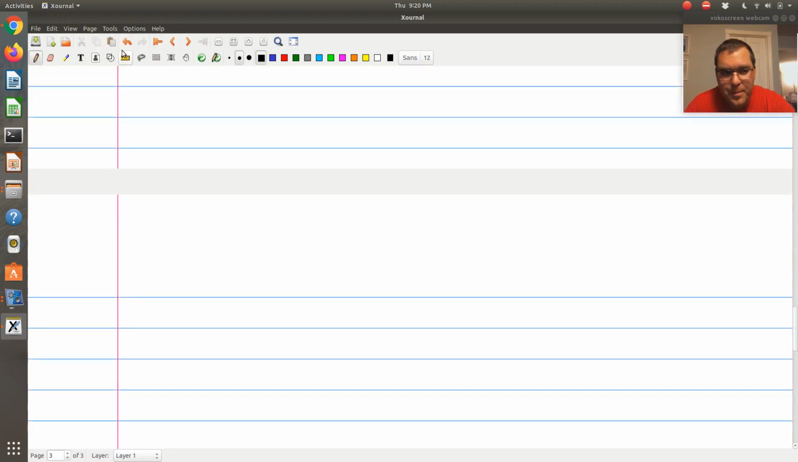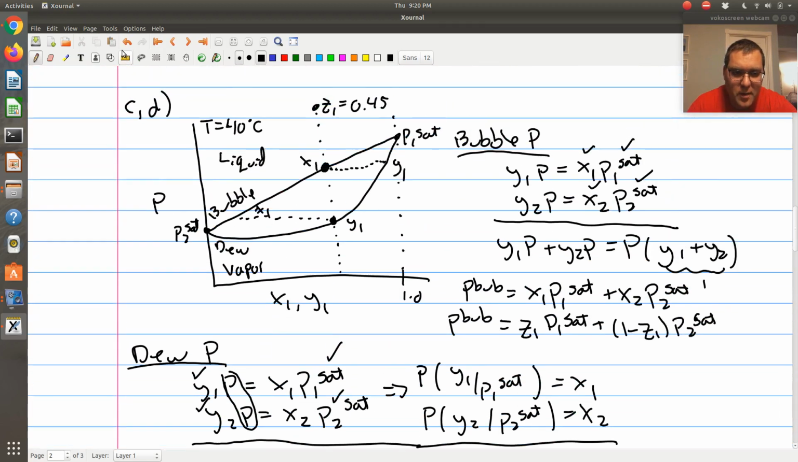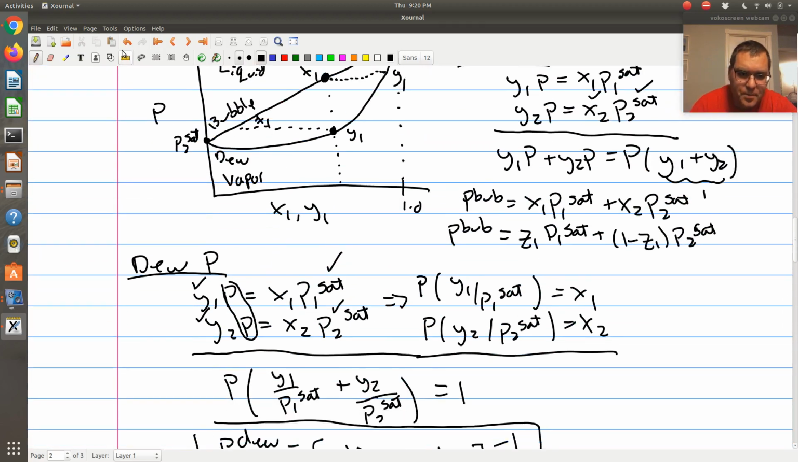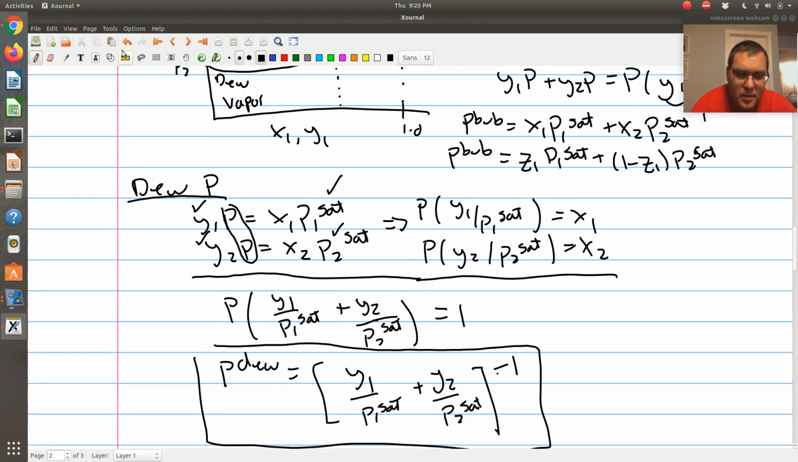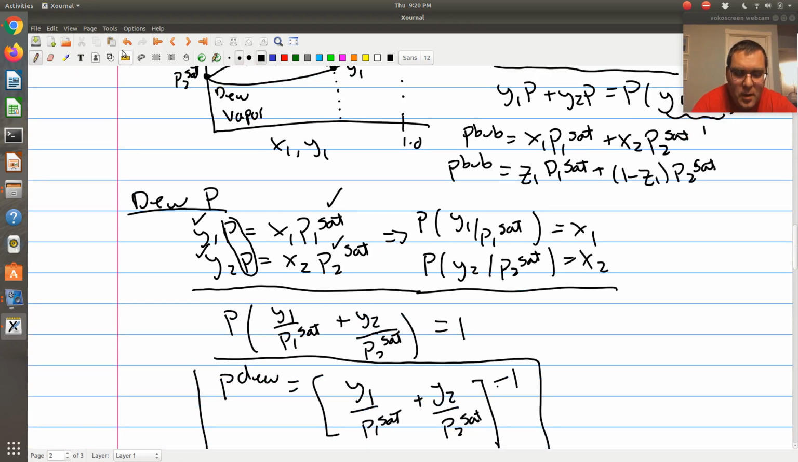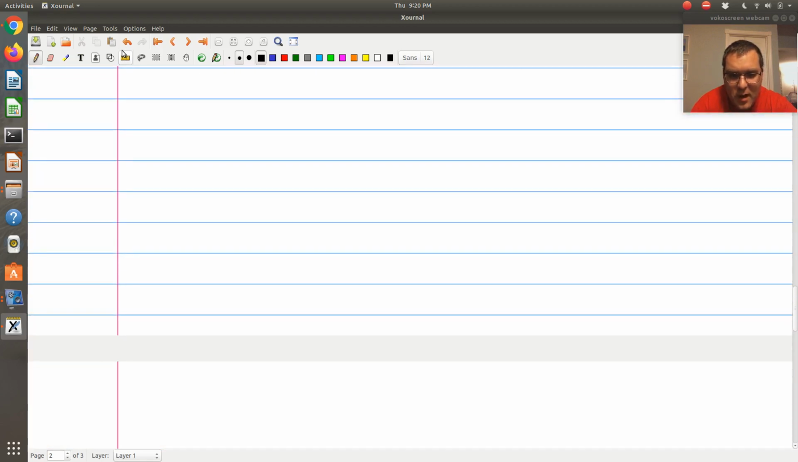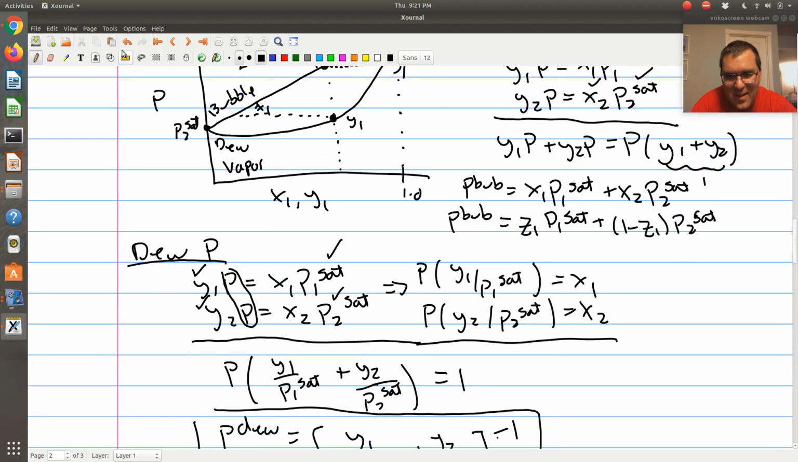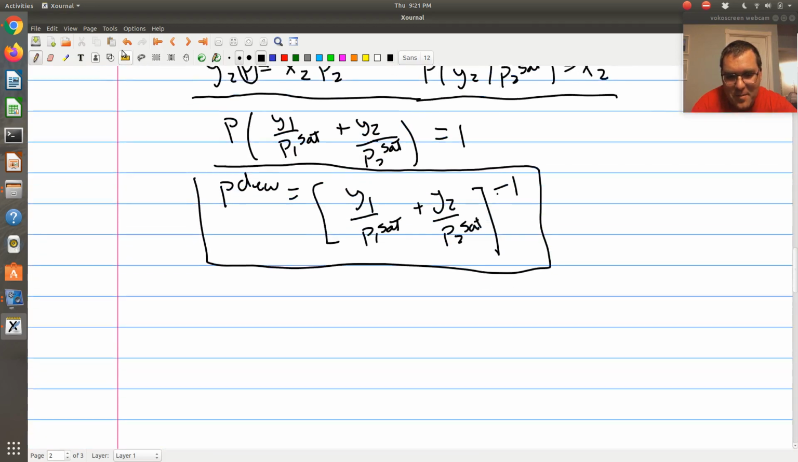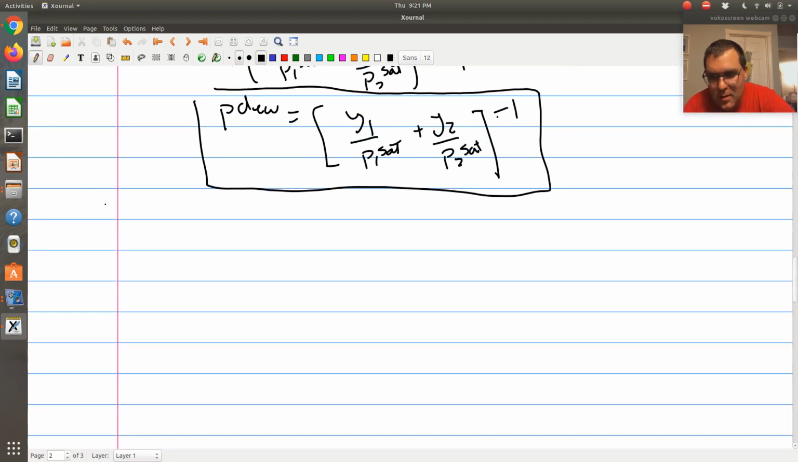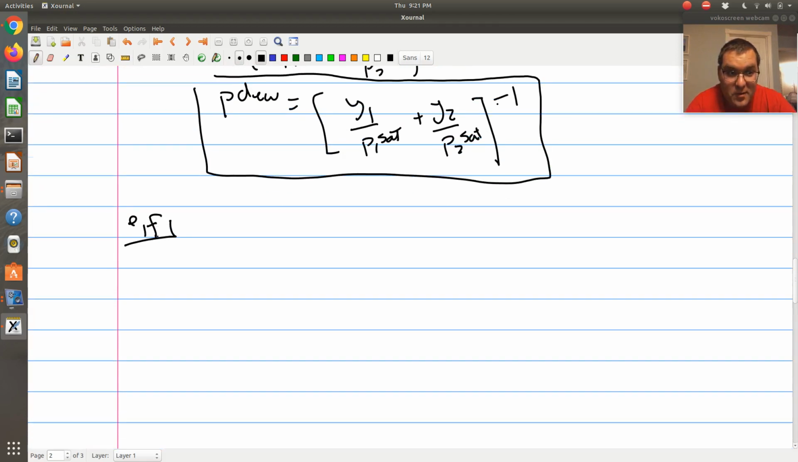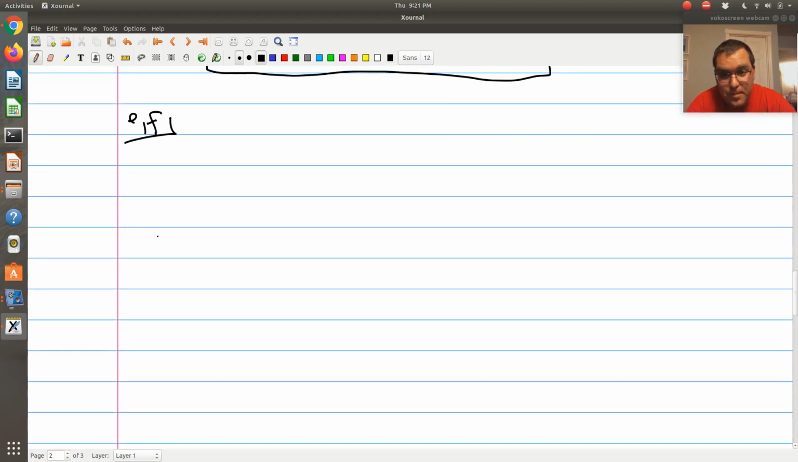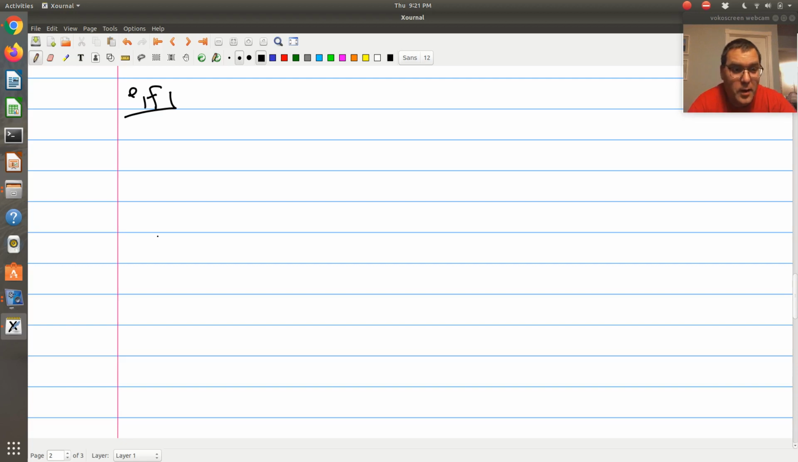You could draw a TXY phase diagram, and that would certainly help you out. But in the interest of time... well, let's write it out for completeness. So this is C and D. So E and F. So that was my PXY, solving for my bubble point and dew point pressure. Now I want to solve for the bubble point and dew point temperature. So I'm going to draw TXY.